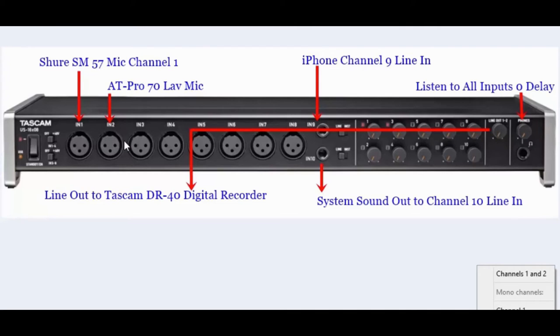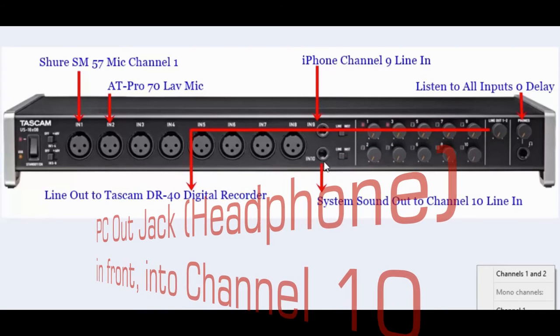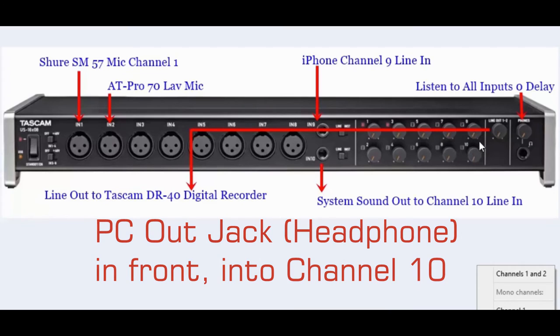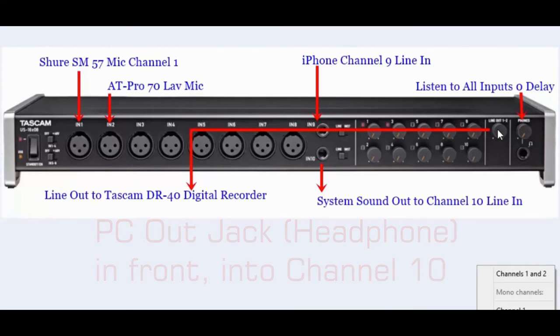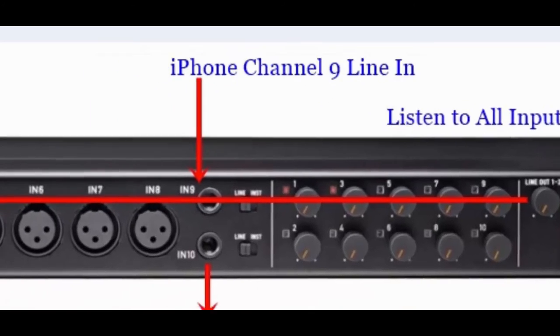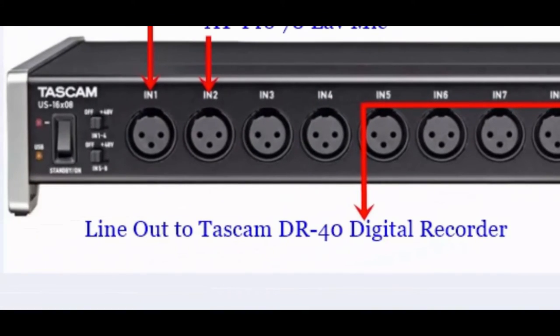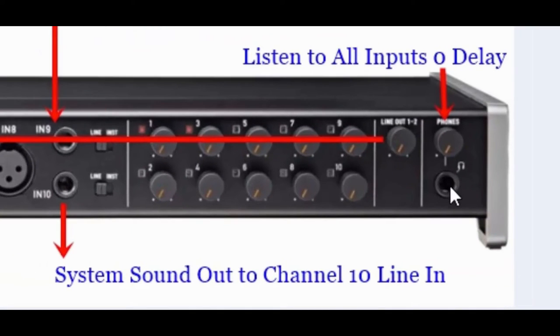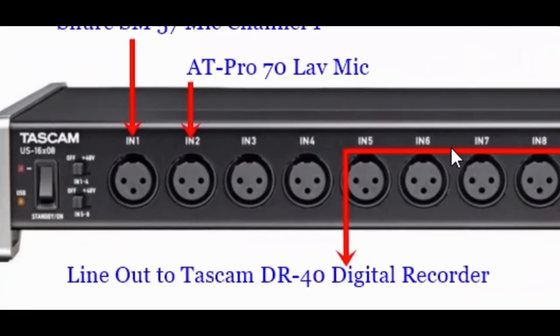Now, if somebody comes over, I can put them on any one of these inputs. But now I've got my iPhone going into channel 9, my input. I've got the system sound coming out to channel 10. Now, the line out for channel 1 and 2 is what goes into my Tascam digital recorder. And I monitor everything through the headphones on the Tascam because there's absolutely zero latency. Doesn't matter what gets pumped into this, even though it's going out through Mixlr, I hear it instantly. There's no delay. There's no latency.